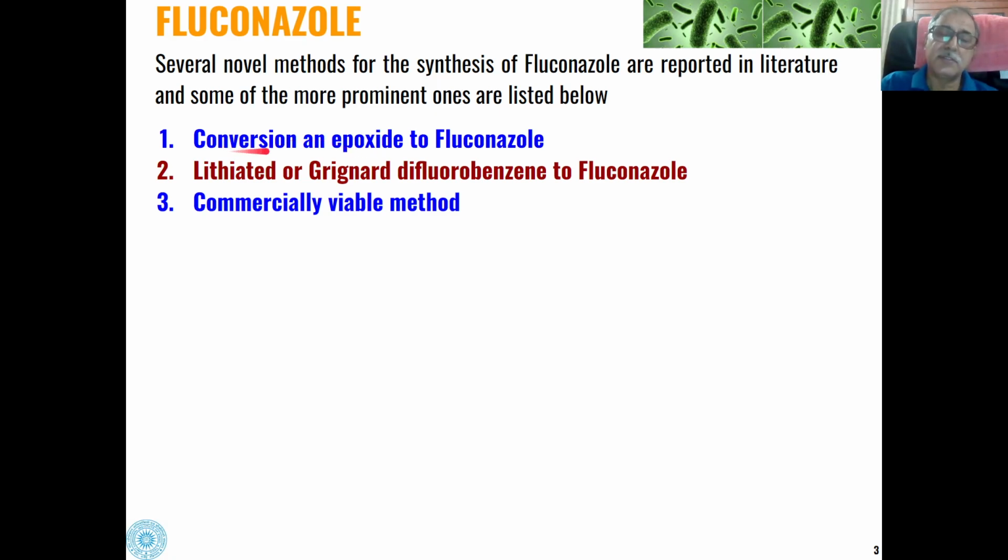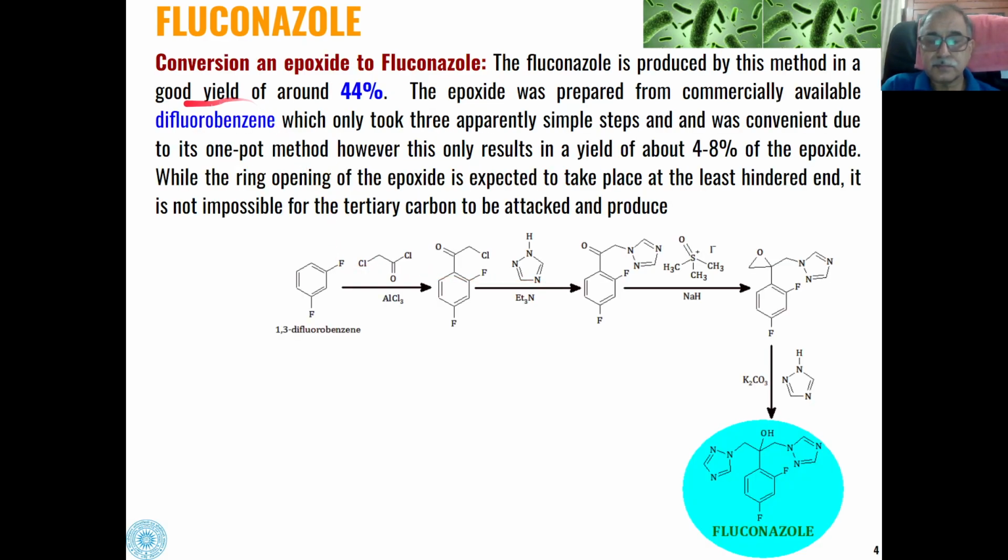These three methods are: the first method is conversion of an epoxide into fluconazole. The second method is where lithiated or Grignard difluorobenzene is converted into fluconazole. Third, we will discuss some commercially viable methods for the synthesis of fluconazole. So first is how an epoxide can be converted into fluconazole.